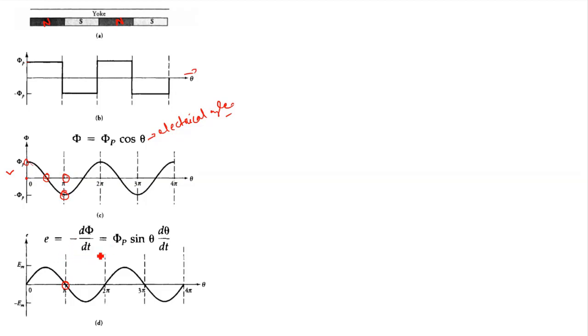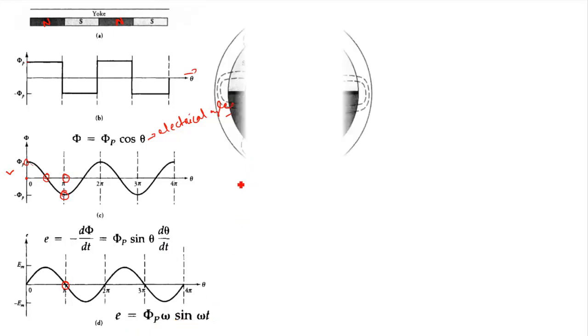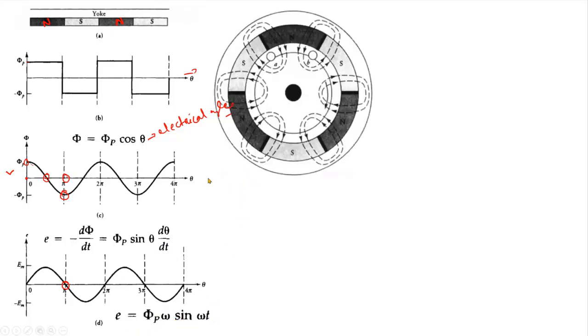Now your induced EMF will become, similarly if we calculate, φp sinθ dθ/dt, and obviously you will get φp ω sin ωt, right? Now again, if we consider a 6-pole machine, so this is for your 4-pole machine, right? 4-pole machine. Now if we consider a 6-pole machine here, then what will happen again?